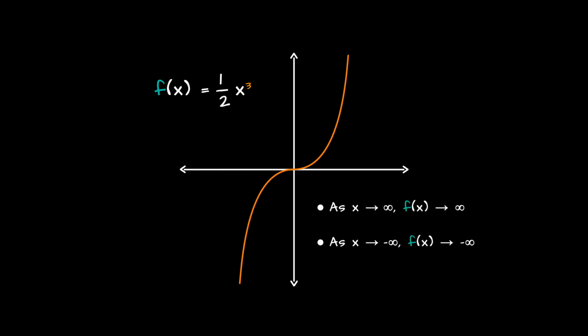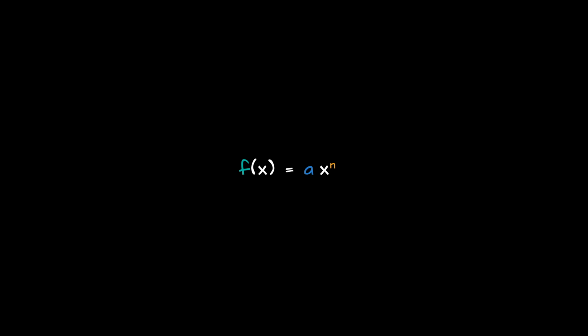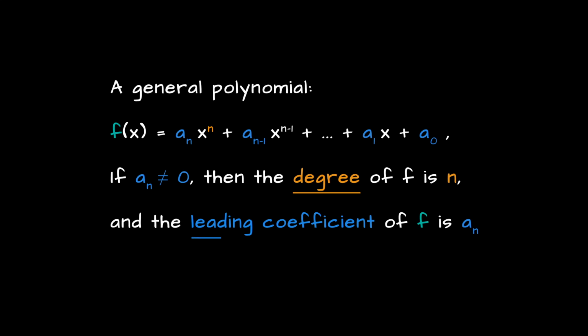We would therefore say of this function that as x goes to infinity, f of x goes to infinity, and as x goes to negative infinity, f of x goes to negative infinity as well. So the asymptotic behavior of a power function really depends on just two things: the exponent of the power function, n, and the number or coefficient that's sitting in front of the x to the n term. It turns out that these two pieces of information are enough to determine the asymptotic behavior of a general polynomial.